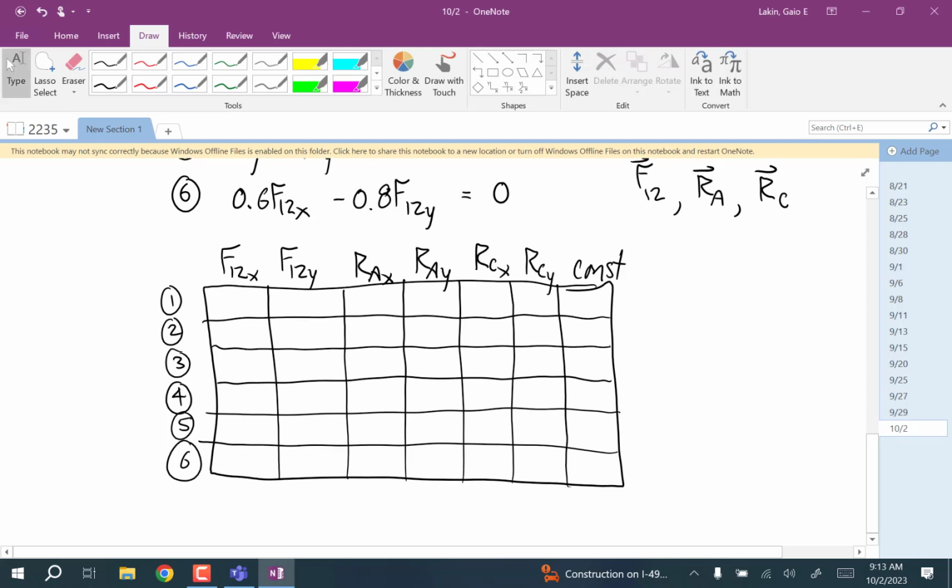Okay, so for equation 1 from body 1, RAX's we have 1, F12x's we have 1, everything else is 0. For body 2, RAY's we have 1, F12y's we have 1, constants are 1,000, the rest are zeros. And the third one says F12y, we have 0.8, and the constant is 800.